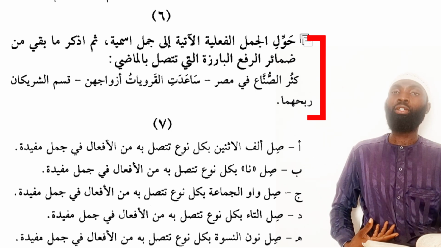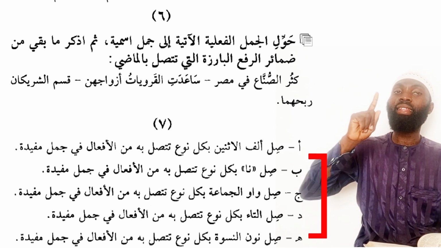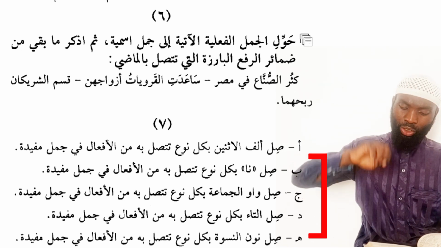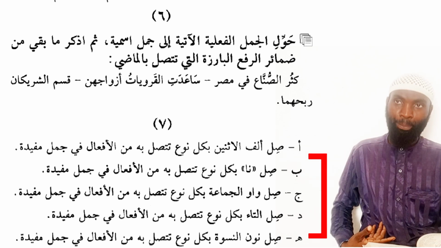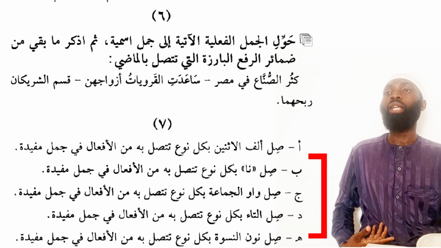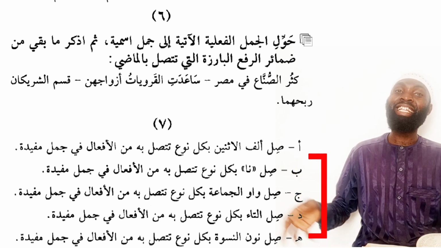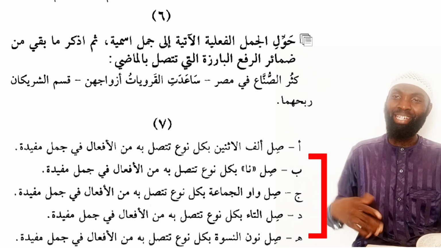MashaAllah. Now coming to the last exercise, تمرين السابع. The first one says سل ألف الاثنين بكل نوع تتصل به من الأفعال في جمل مفيدة. The aliful ithnain, the alif of dualism, you are to attach it in a nominal sentence to a verb and use the 3 forms or different forms that this alif can appear. I can say first, al-waladani dhahaba ila al-madrasa. Al-waladani yadhhabani ila al-madrasa. Then I can say, idhhaba ila al-madrasa.